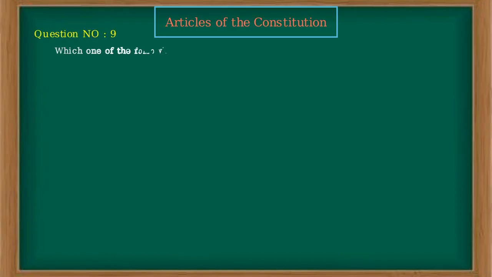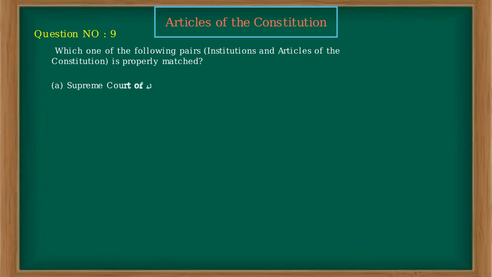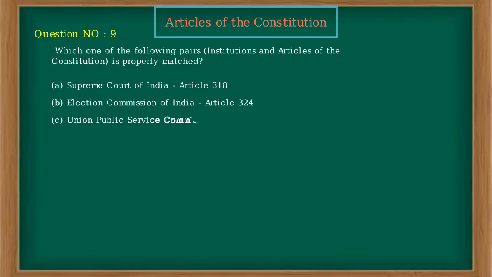Which one of the following pairs, institutions and articles of the Constitution, is properly matched? A. Supreme Court of India, Article 318. B. Election Commission of India, Article 324. C. Union Public Service Commission, Article 332. D. Attorney General, Article 351. Ans. B.